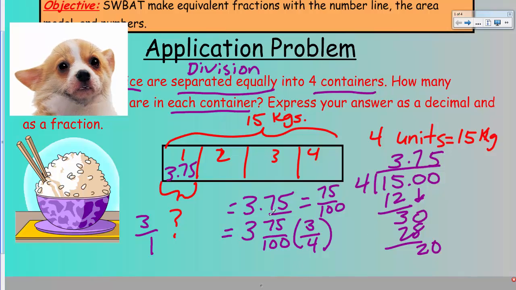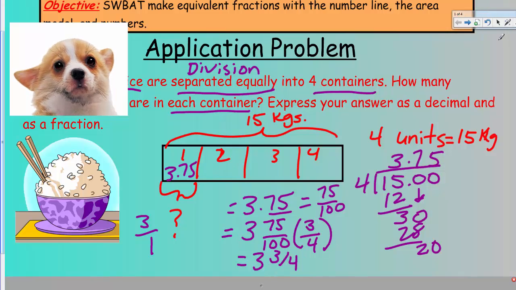And just like that, you can see that this is a reduced fraction. So this would really be written as 3 and 3/4. And the "and" still comes in there because we have something less than 1 whole. Okay, so we're going to go ahead and move on.